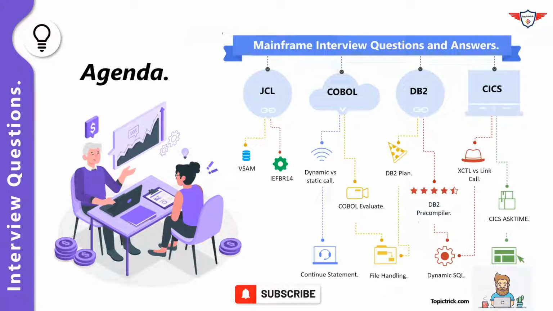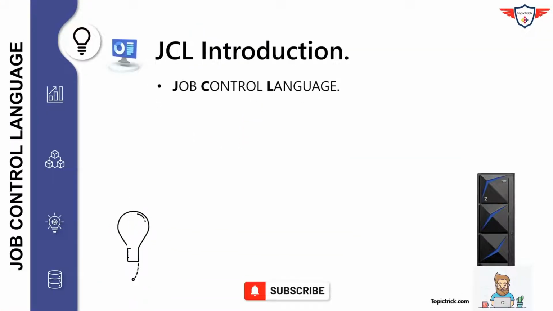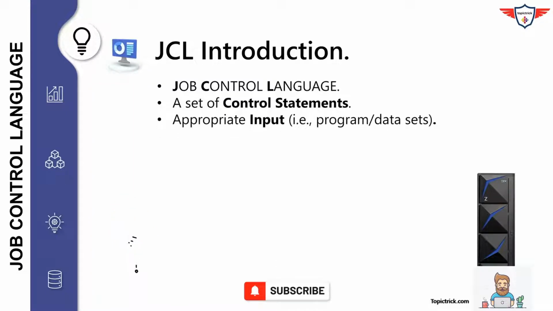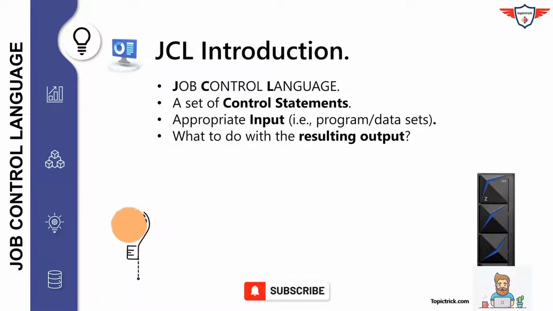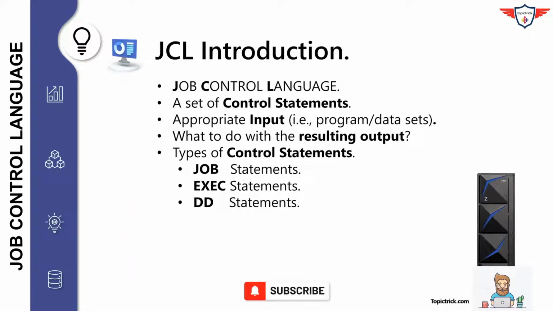Let's get started with JCL interview questions. The term JCL stands for Job Control Language. Job Control Language is a set of statements that you code to tell the z/OS operating system about the work you want it to perform. JCL statements tell z/OS where to find the appropriate input, how to process that input, that is, what program or programs to run, and what to do with the resulting output.